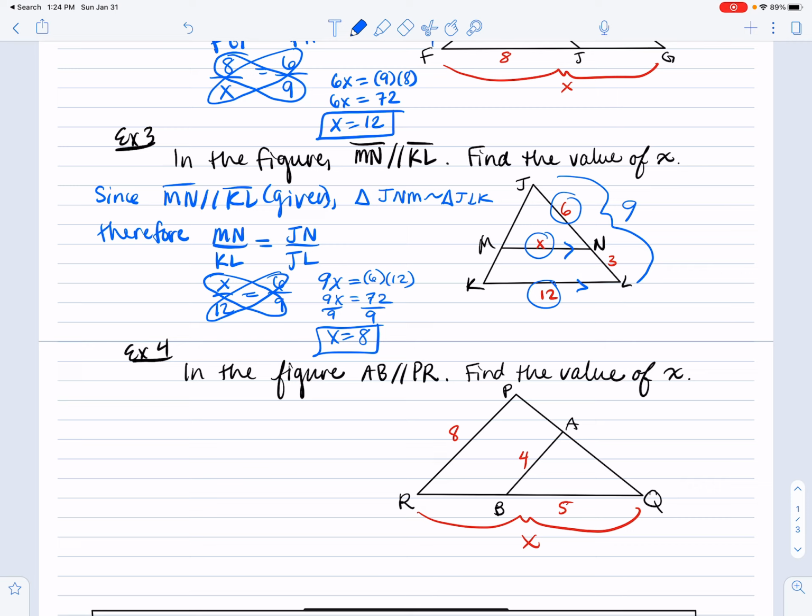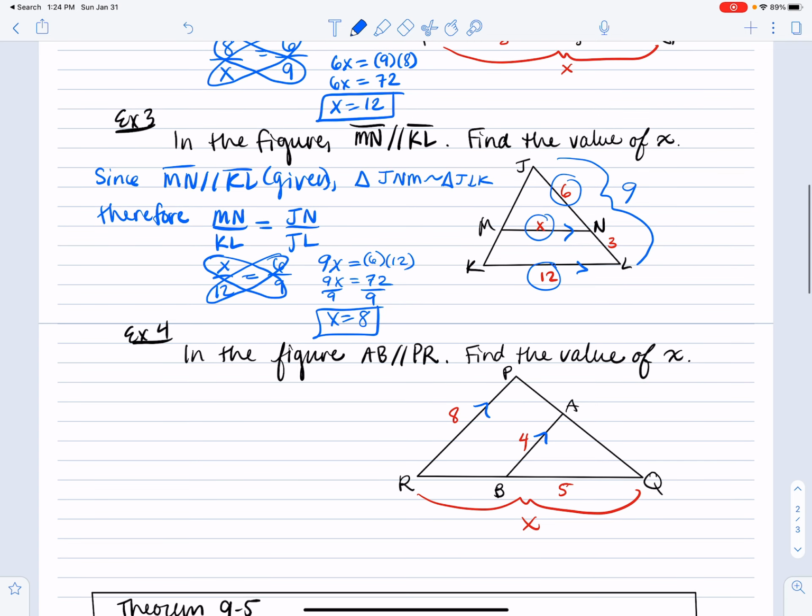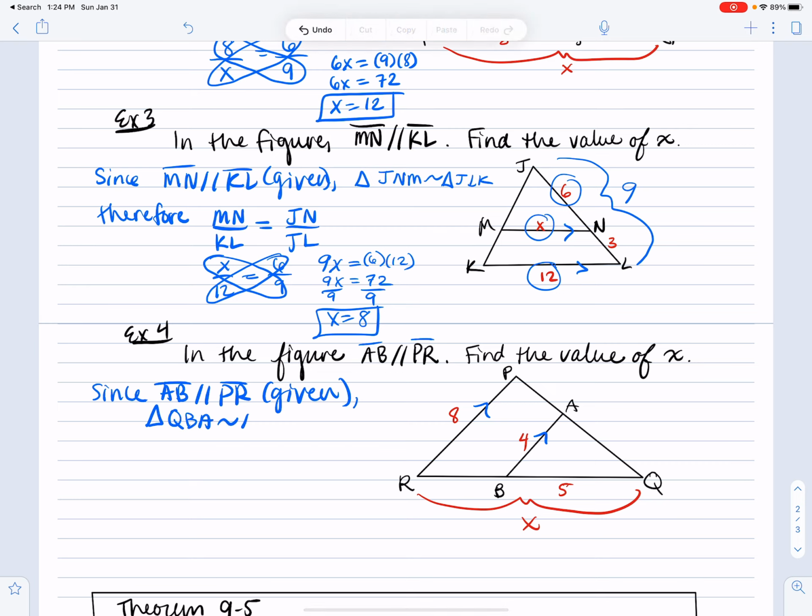Let's just keep going. AB is parallel to PR. And then you guys should probably pause the video and try this one on your own and then check your work with me. Okay, we got to find the value of x again, which is this whole side R to Q. So I'm going to write since AB is parallel to PR, which is given. I'm going to put lines above those. Then triangle, let's look at the smaller triangle, QBA is similar to QRP. Remember, order matters.